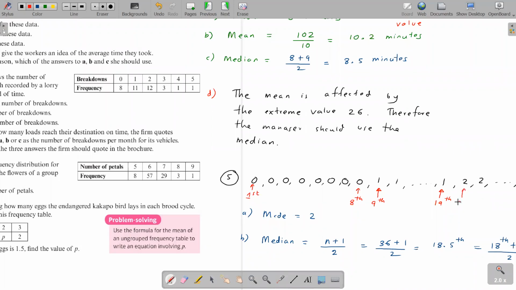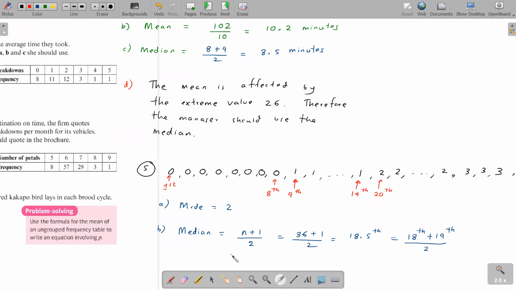Then the 2 becomes the 20th term. If you want to find the place where 2 ends, what do you do here? You have to add the 8, 11 and 12. How much is the 8? Because over here there are 8 zeros. There are 8 terms here.